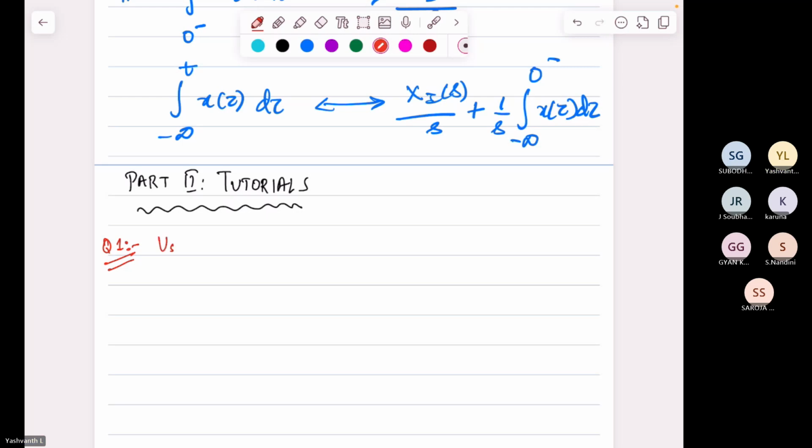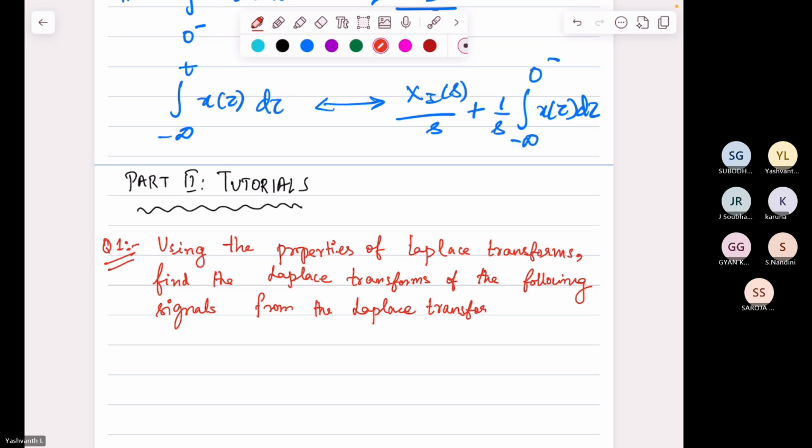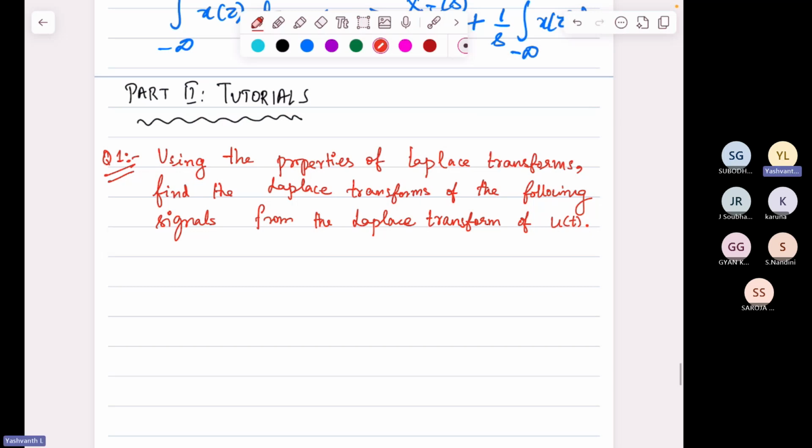The first question is, using the properties of Laplace transforms, find the Laplace transforms of the following signals, from the Laplace transform of u of t. The first one is delta of t.